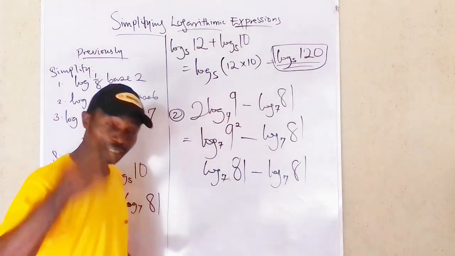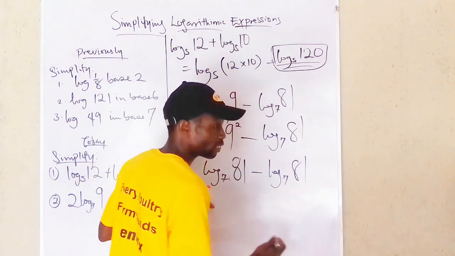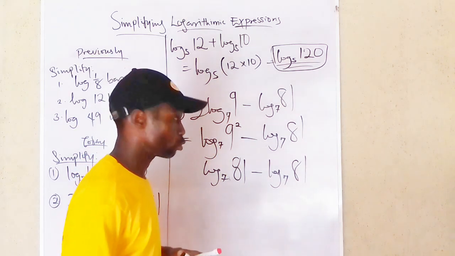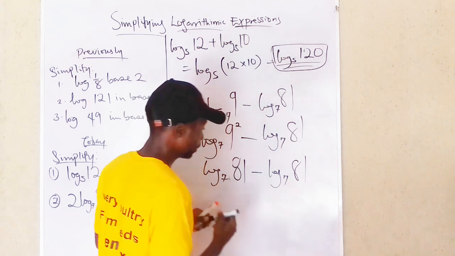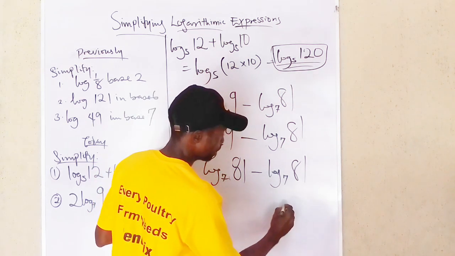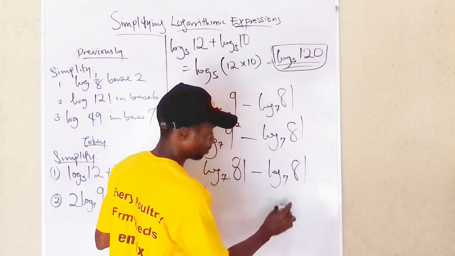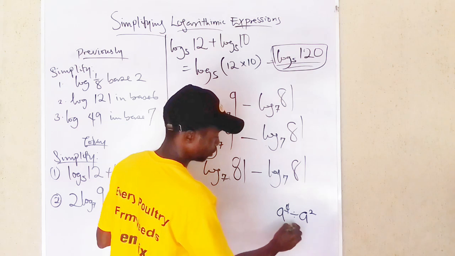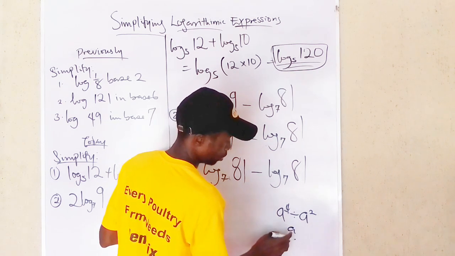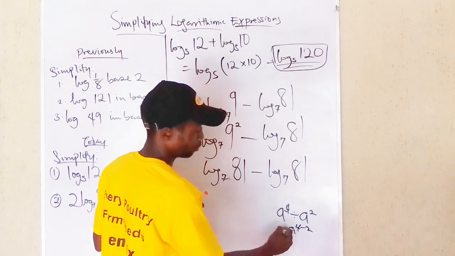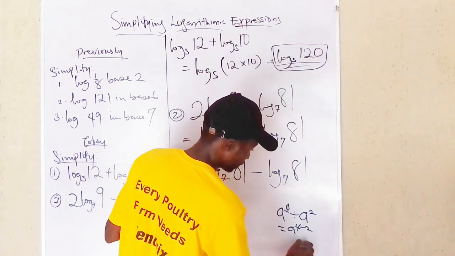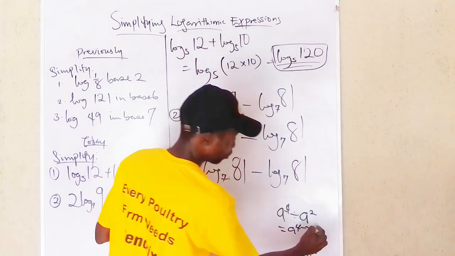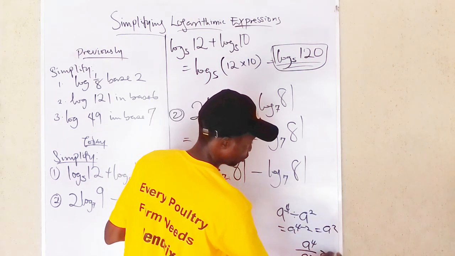Remember in indices, let's go back to when we were there, where you had your rule number 2, which is the quotient rule. If for example you have a raised to the power of 4, divided by a raised to the power of 2, what it means is that the result is a raised to the power of 4 minus 2. In other words, a raised to the power of 4 divided by a raised to the power of 2 will give you a raised to the power of 2.